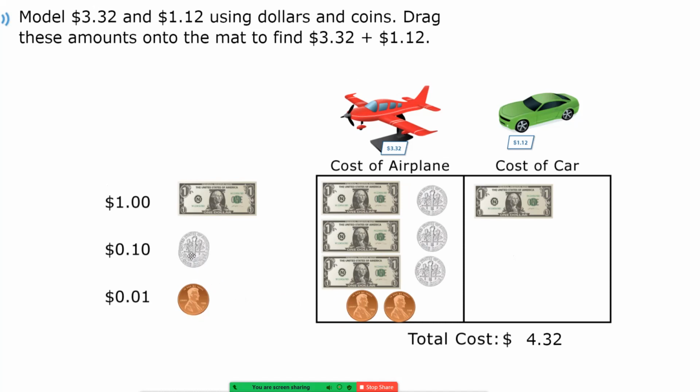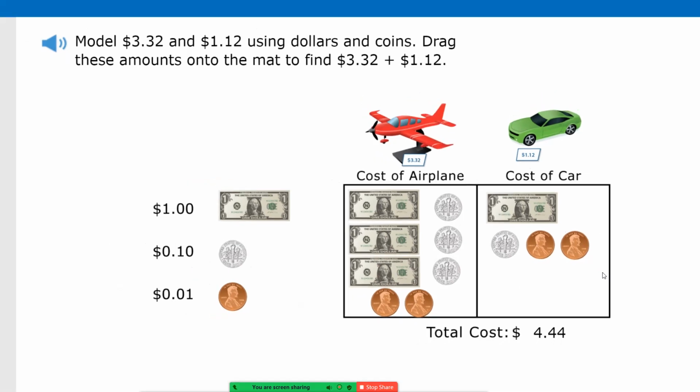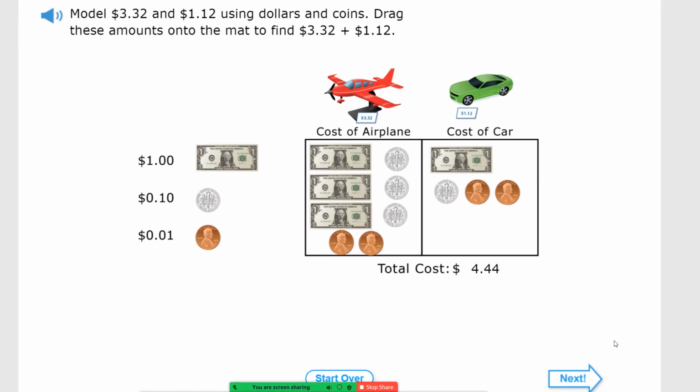So before I put this on, let's go back for a minute. So we had the $3.32. I added $1. It made it $4.32, plus the extra 10 cents over here made it $4.42. And then I needed the extra 2 pennies to make my full $1.12 here. So $1, 10 cents, 11 cents, 12 cents. We put those all together. We have $1, 2, 3, $4, 10, 20, 30, 40 cents, 41, 42, 43, 44. So here you can see that he spent a total of $4.44 on both of those toys.